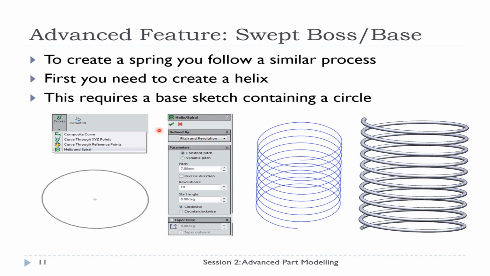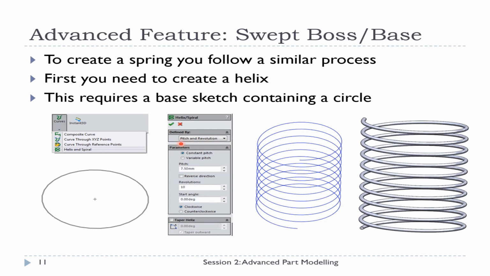Then using the parameters of a helix and spiral, you can define the shape itself. And then once you define the helix curve, you can use it for sweep and boss feature. So in helix and spiral, there are different parameters that can be defined.